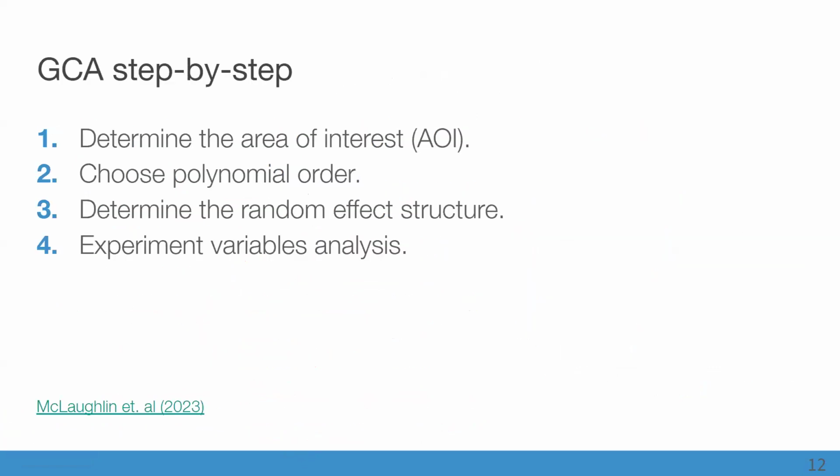So what are the steps in using growth curve analysis? The first thing that we have to do is to determine the area of interest. We have our whole recording, and we don't want to model all of the time series. So we have to determine the area of interest. Then we have to choose the functional form. We said that we had to choose a functional form in order to model nonlinear effects in time. We don't know which one to use in the first place. Then we have to determine the random effect structure, which is the mixed part of the model.